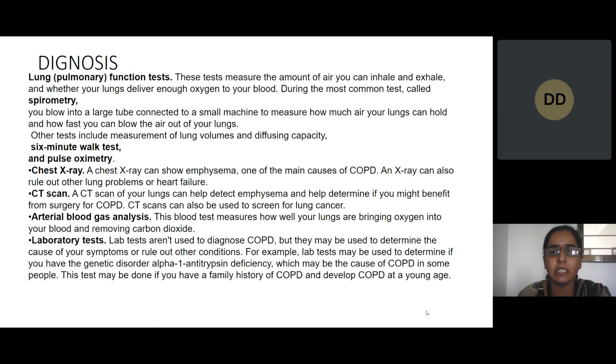For example, lab tests may be used to determine if you have the genetic disorder called alpha-1 antitrypsin deficiency, which may be the cause of COPD in some people. These tests may be done if you have a family history of COPD and develop COPD at a young age.